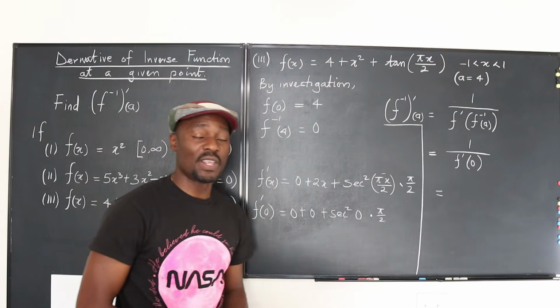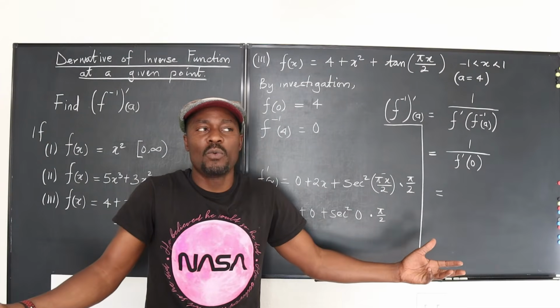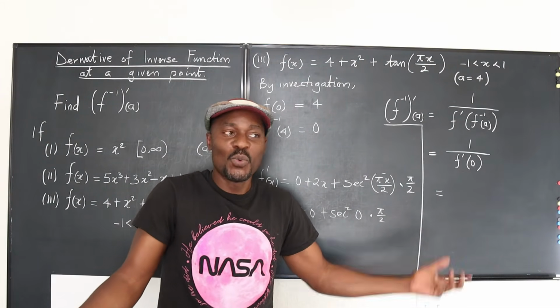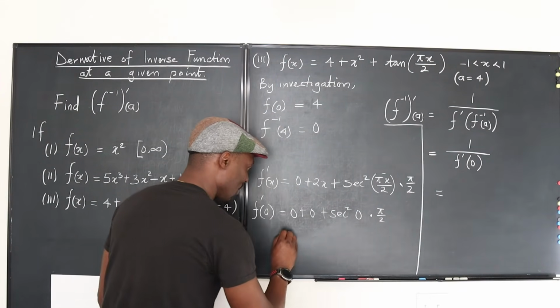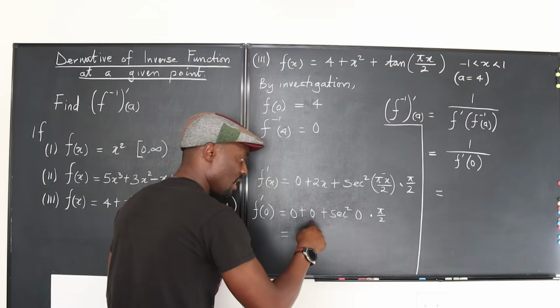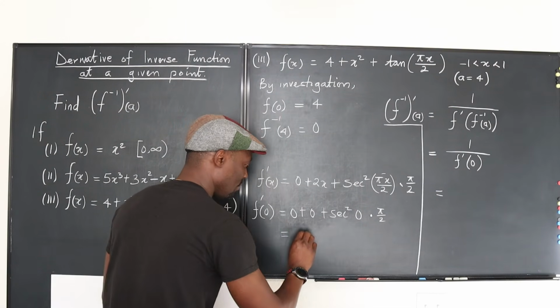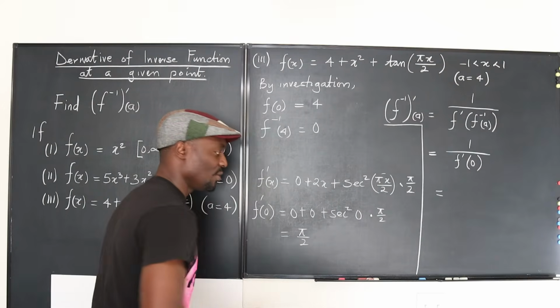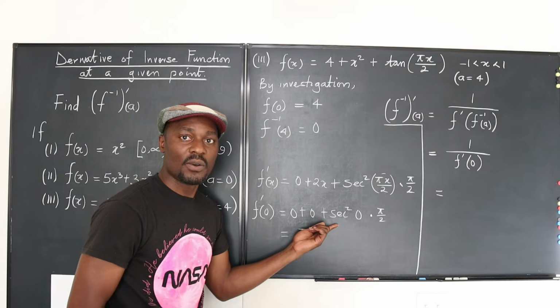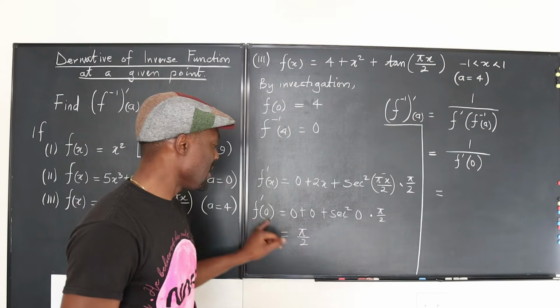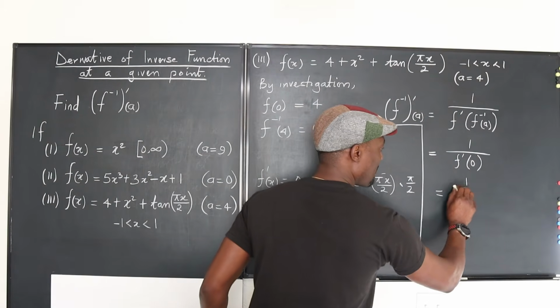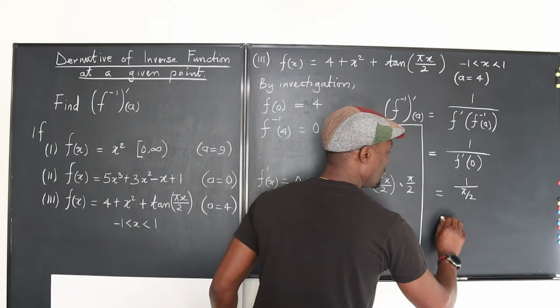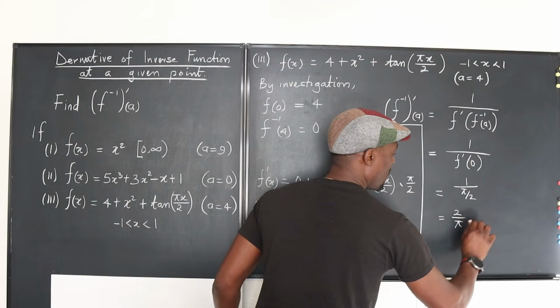What is secant squared 0? That's 1 over cosine squared 0. Well, cosine 0 is 1. So 1 over 1 is 1, okay? So this is going to be equal to 0 plus 0 plus 1 times pi over 2, which is pi over 2. That's all you get because this is going to give you 1, okay? And this is pi over 2. So I'm going here now to replace this. It's going to be 1 over pi over 2, which is 2 over pi.